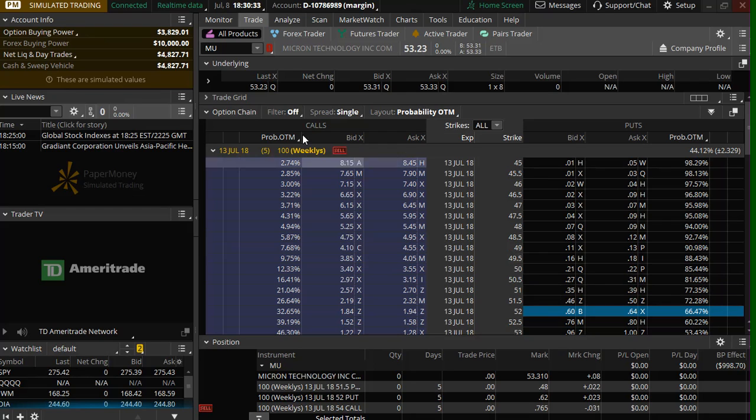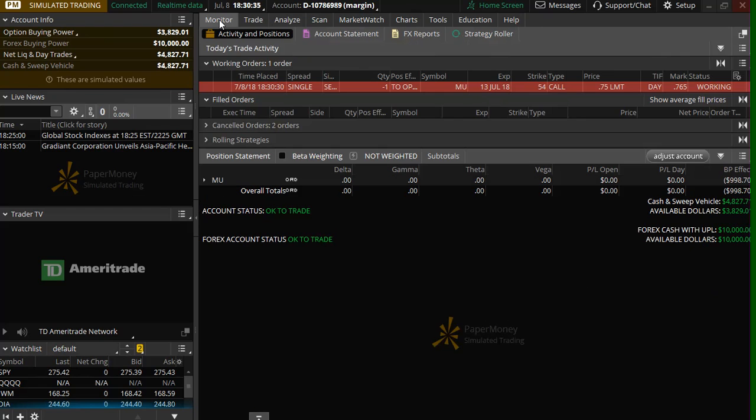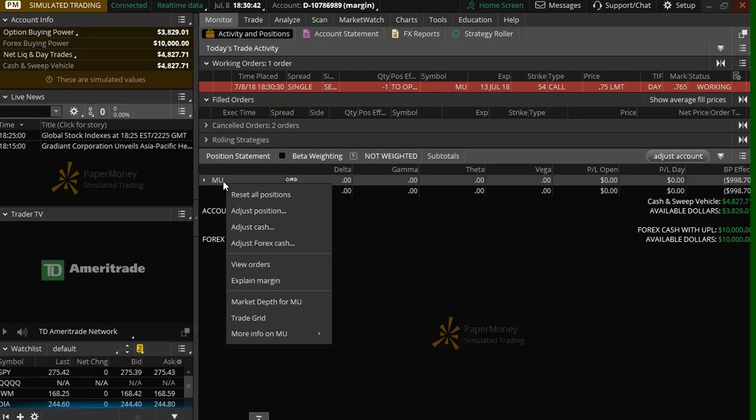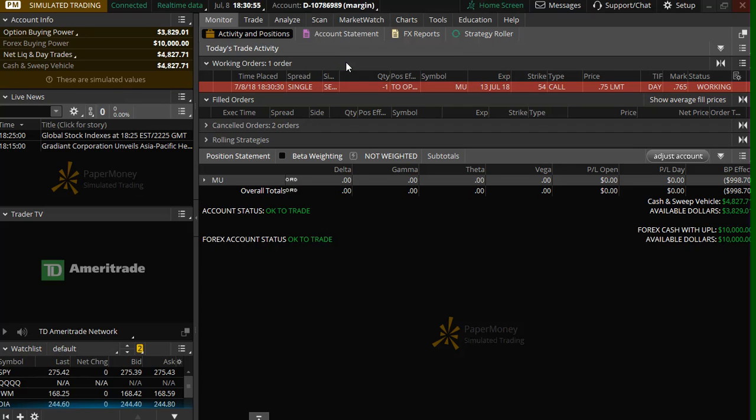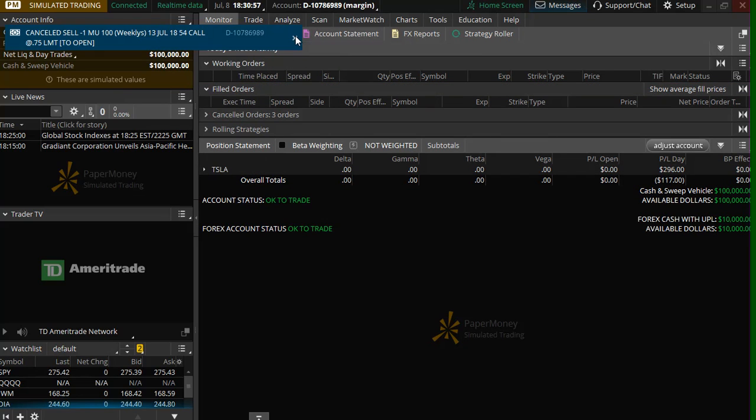Okay, so that order submitted. If I go to the monitor tab, I can see that the order is working. And under positions, I need to right click on the position and see where it says reset all positions. That's the first step I want to do, to reset the account back to the original amount. So when I hit reset all positions, yes, it cancels the order, and you can see it puts my account back to 100,000. So it's just easier to make the adjustment when you set it back to 100,000 to begin with.